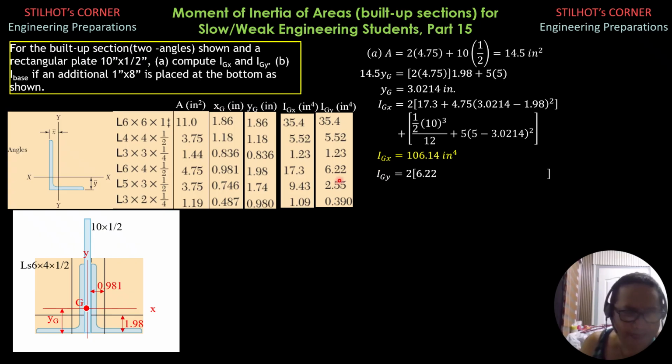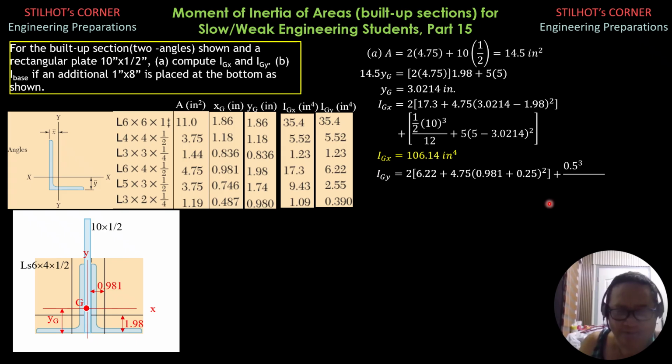6.22 plus area 4.75, distance quantity 0.981 plus 0.25. This 0.25 here is half of the thickness of the plate, which is 1/2. So 1/2 of 1/2 is 1/4 or 0.25. Take note that this is the centroidal y-axis. The distance from the left edge of the angle is 0.25. So that's why 0.981 plus 0.25, then quantity square.